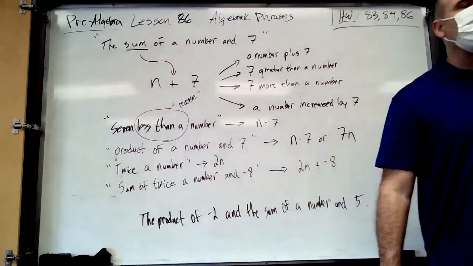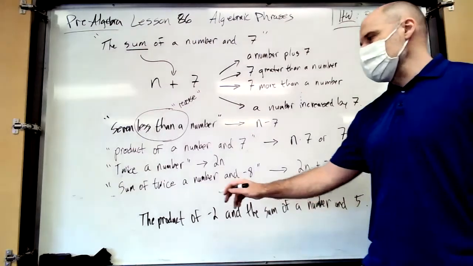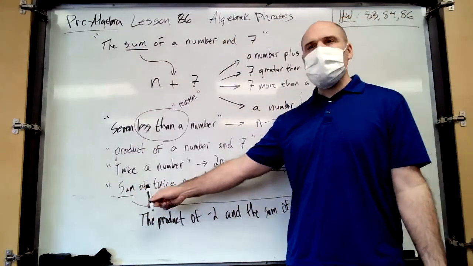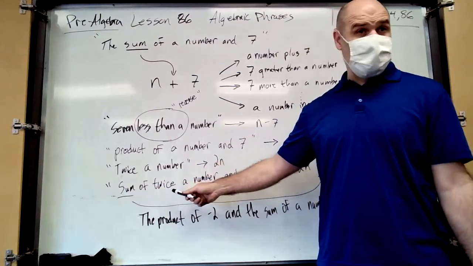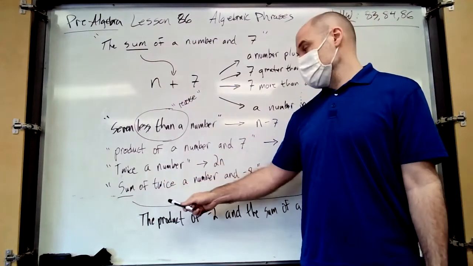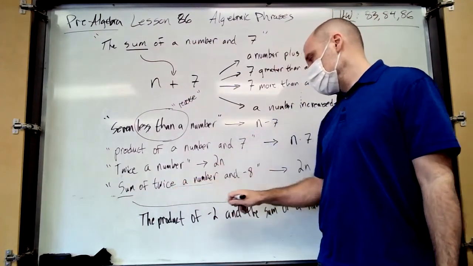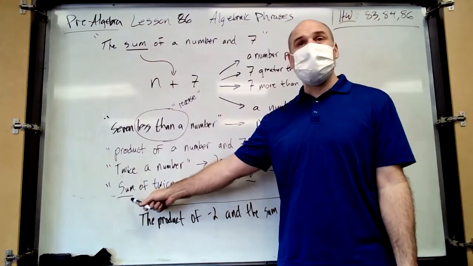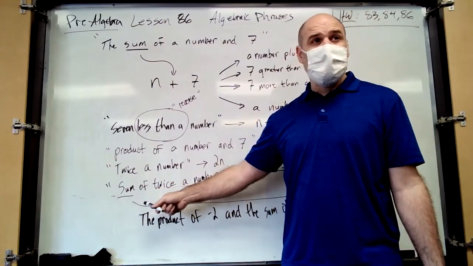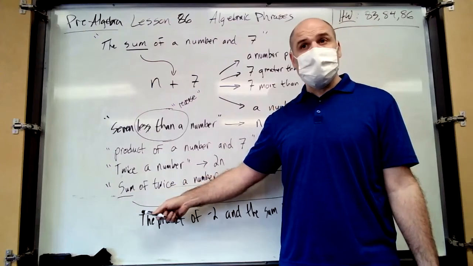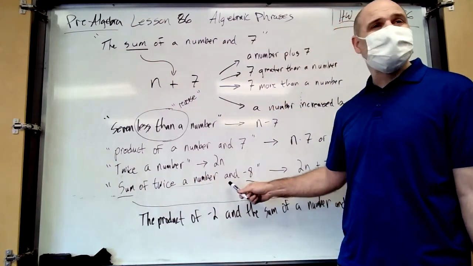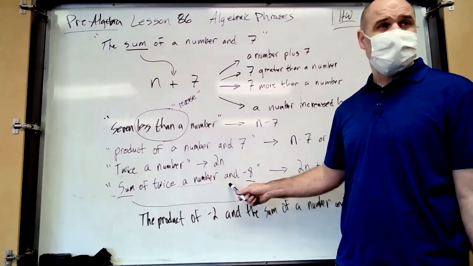Yeah, so see how this is the sum? Sum means addition, right? And so after the word sum, you're gonna have to add a couple things. The sum of what? Twice a number and negative 8. These are the two things that you're gonna add. So after the word sum, you're gonna see the word of, which does not mean multiplication in this case. And then you're gonna see the two things that are gonna be added with this connecting word here, and.